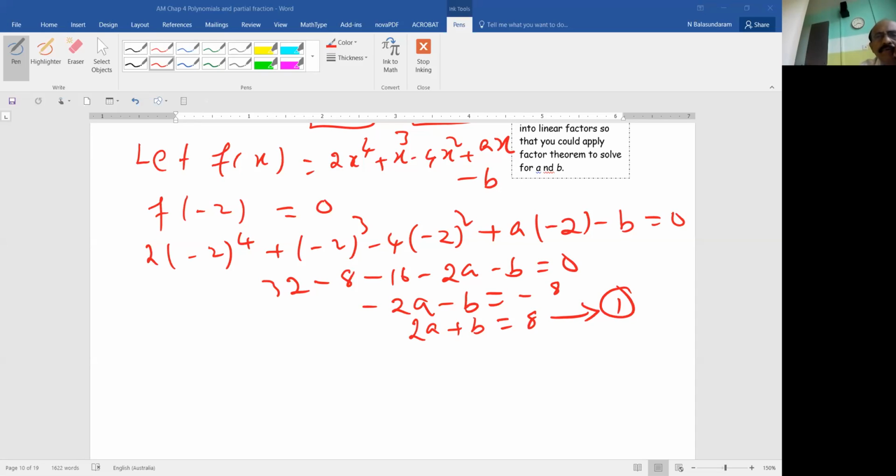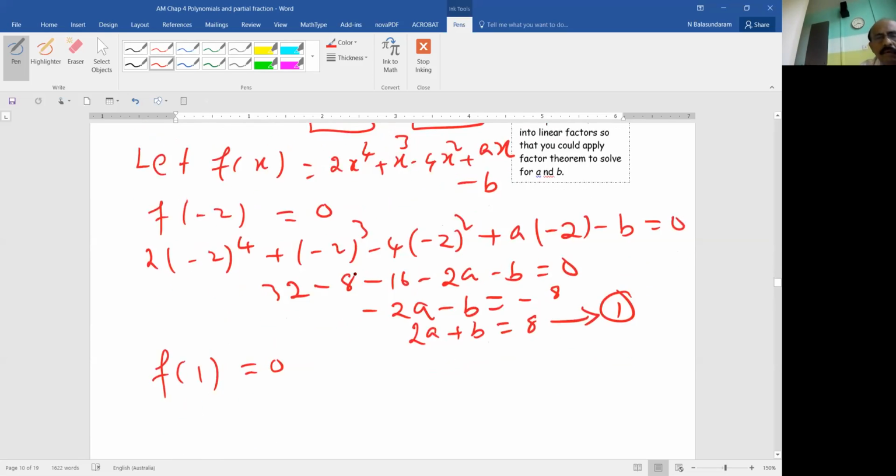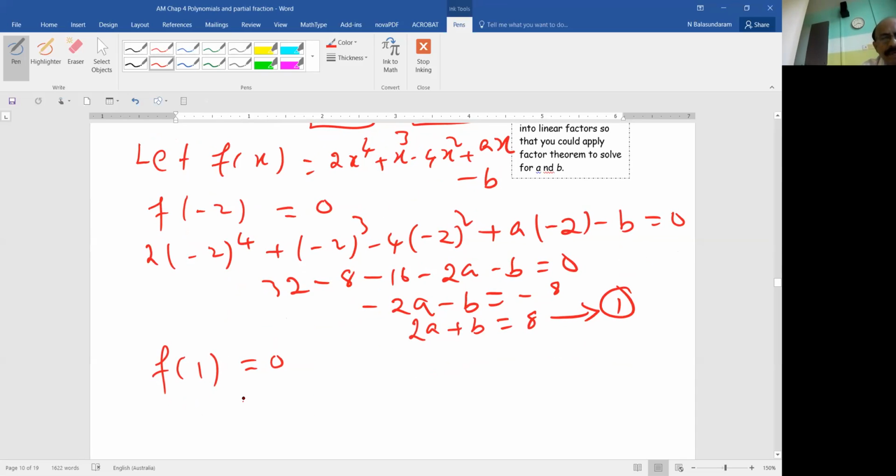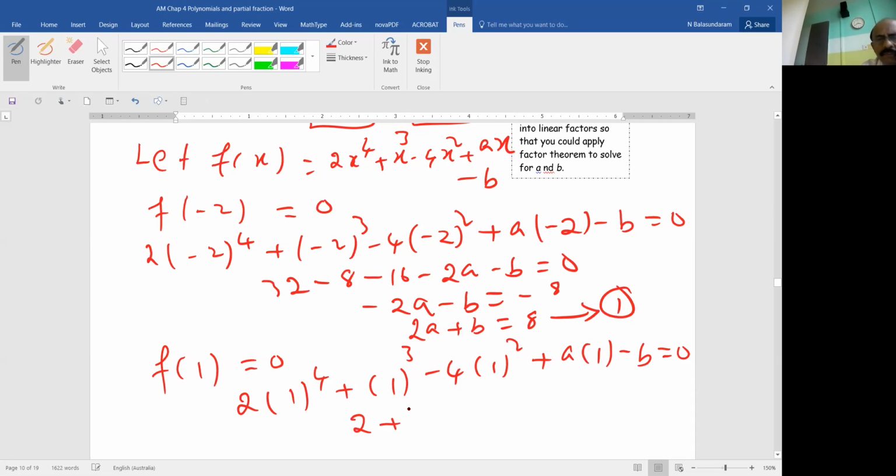Now I have to see the next factor, which is x minus 1. So x minus 1 is also a factor. It means f of 1 must be equal to 0. If f of 1 is 0, then what we get is 2 times 1 to the power of 4, same polynomial, 1 cube minus 4 times 1 squared plus a times 1 minus b must also equal 0. So it's all 1s. I get 2 plus 1 minus 4 plus a minus b equals 0. So my second equation is a minus b equals 2 plus 1 is 3, 3 minus 4 is minus 1, transfer here is positive 1. So this is my second equation.